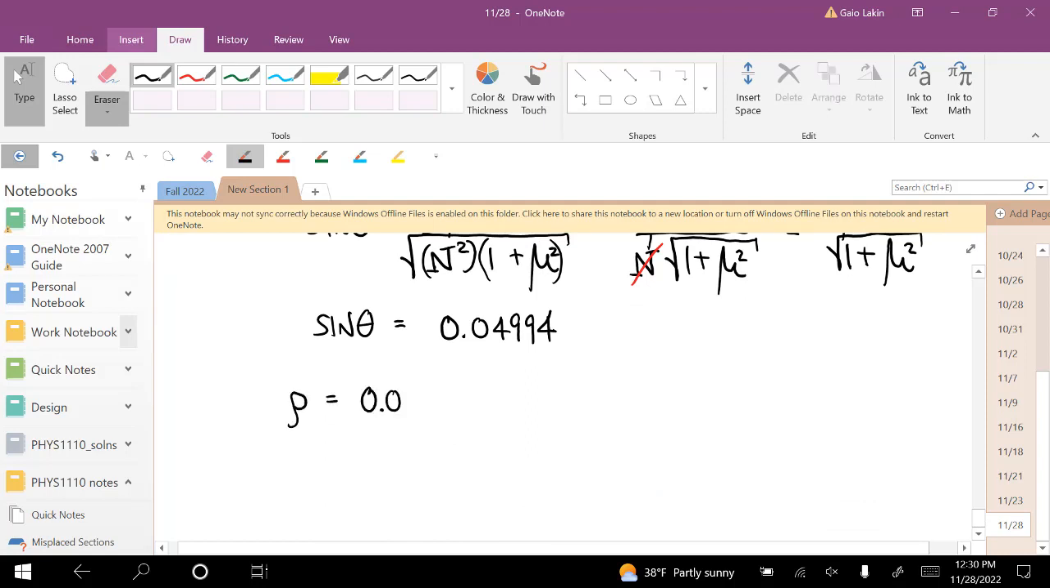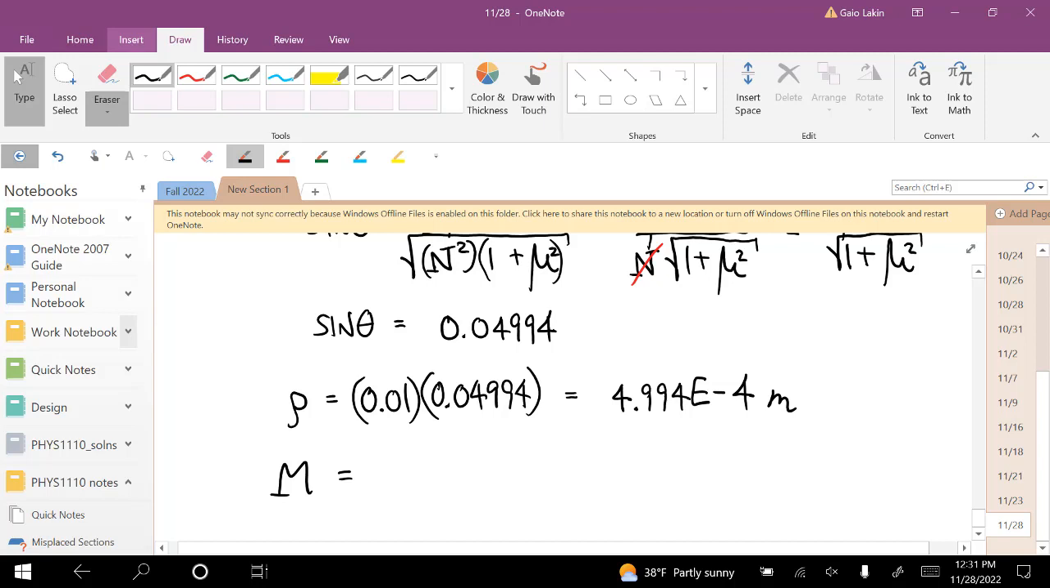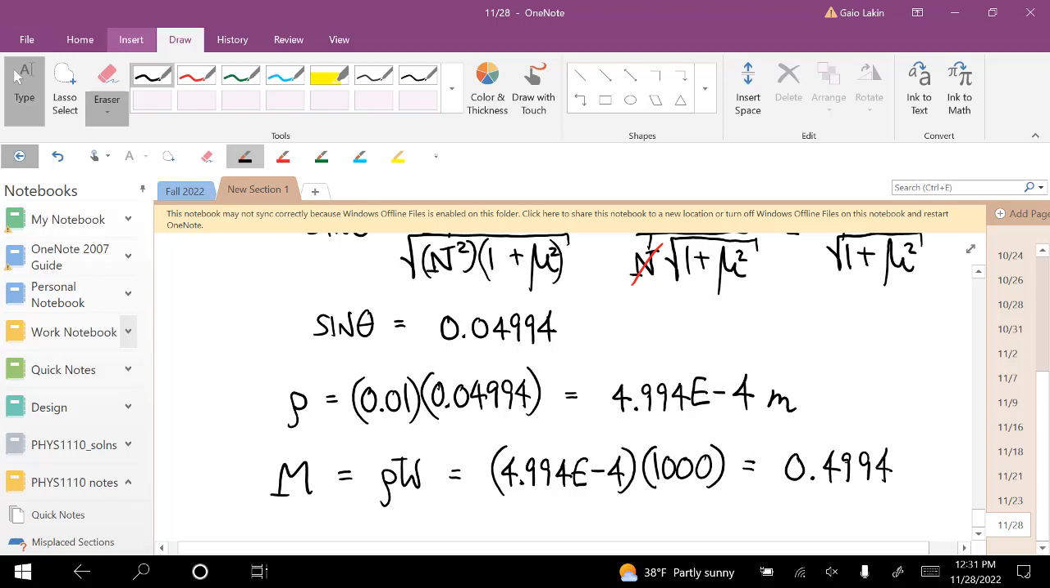So rho is equal to 0.01 times 0.04994, which is 4.994 times 10 to the minus fourth, and that's meters. And so the couple then is equal to the weight times rho, which is 4.994 times 10 to the minus fourth times 1,000, which is 0.4994 Newton meters.